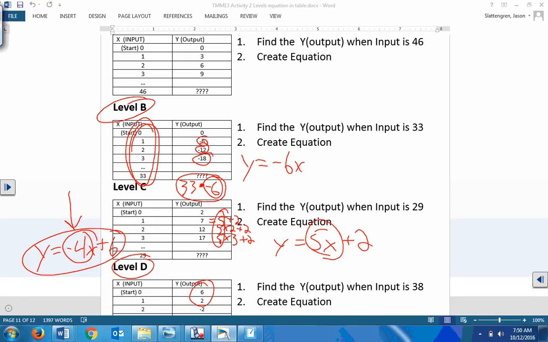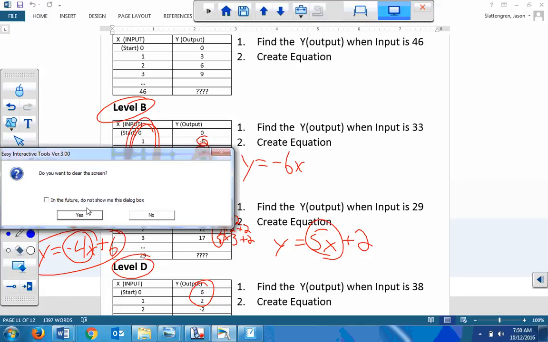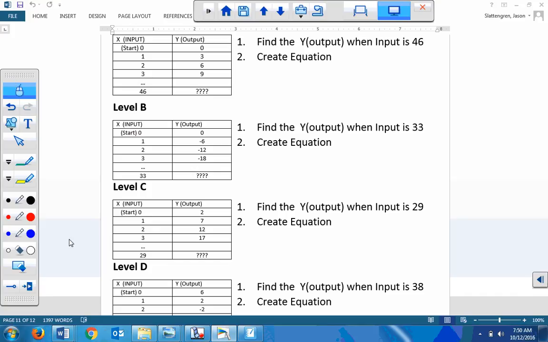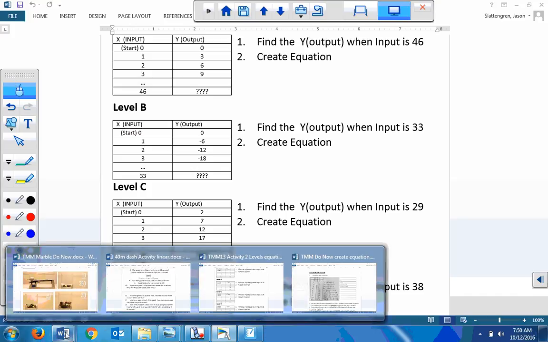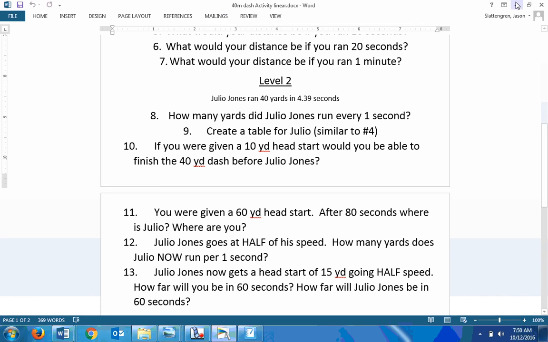Now, what we did also on the most recent do now is how do we find the slope when it's not as difficult? What we did is we used the same thing we did with the marble problem. If you didn't watch the first video, I would suggest you go back and watch it so you can get help on the marble problem. But again, let's pull up that do now where we showed slope.